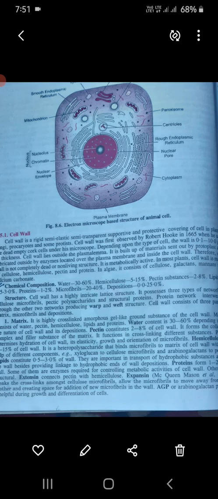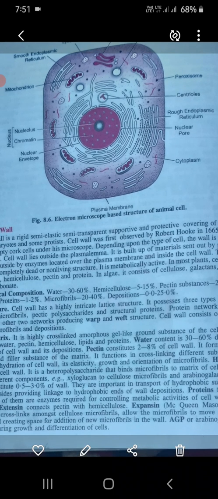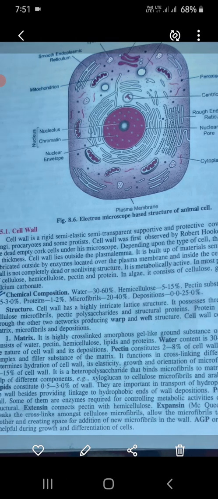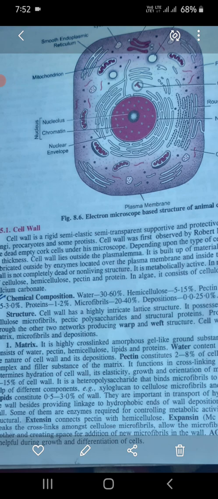हमने सेल ऑर्गेनिजम्स के बारे में तो पढ़ा होगा। पहला जो हमारा आज का पॉइंट है वो है सेल वॉल। आपकी स्क्रीन पर एक एनिमल सेल का इलेक्ट्रॉनिक माइक्रोस्कोपिक बेस्ड स्ट्रक्चर होगा, तो आप इसको गौर से देखेंगे। सेल वॉल, पहला पॉइंट। What is cell wall?